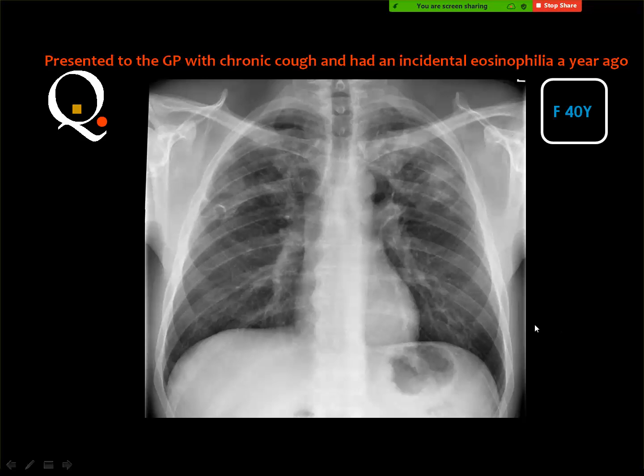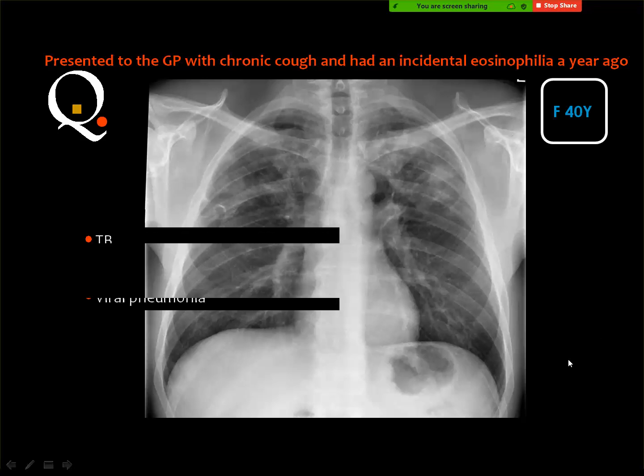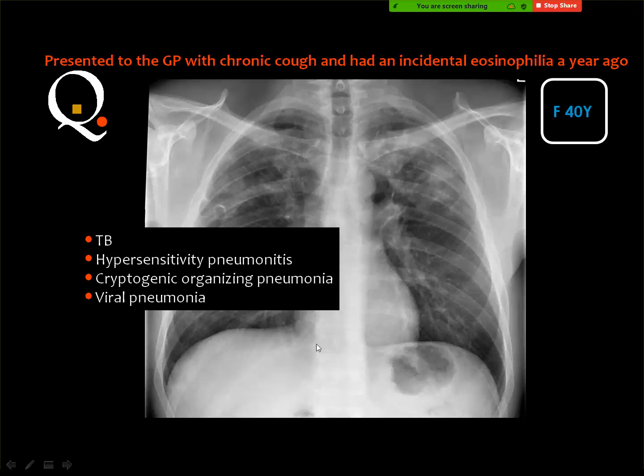Aspergillosis, bronchoalveolar aspergillosis. Yes, if you know that there is eosinophilia, you think of one of the eosinophilic syndromes like the acute eosinophilic pneumonia or the chronic eosinophilic pneumonia. Then these are the choices. Do you think that this is TB, hypersensitivity pneumonitis, cryptogenic organizing pneumonia, or viral pneumonia?